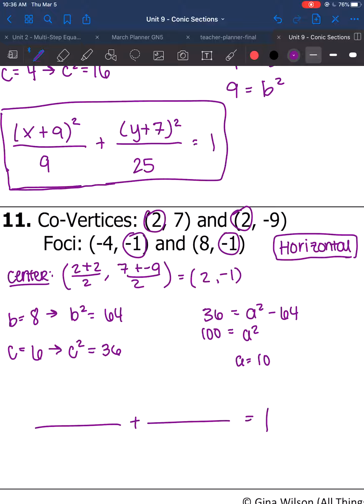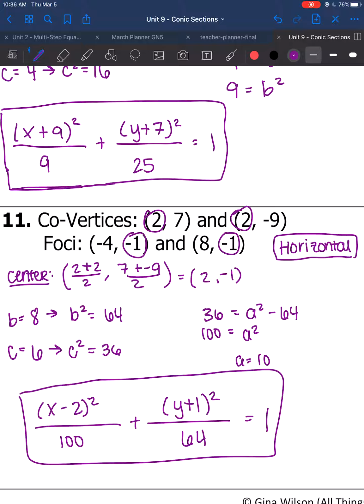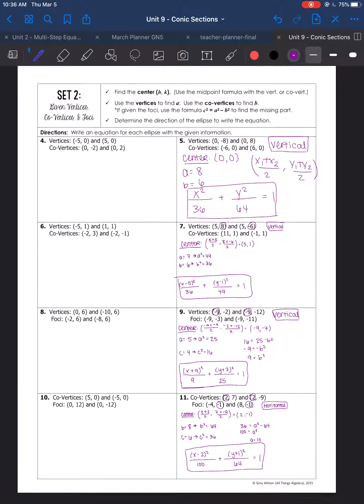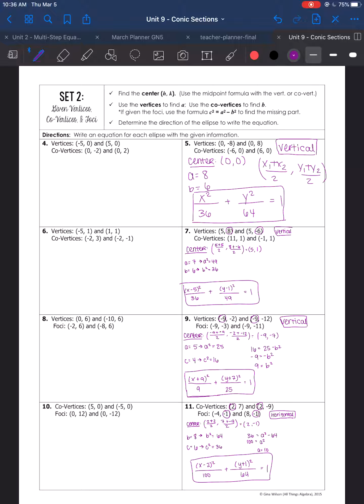So since it's horizontal, 100 will go under the x minus 2 squared, and then this will be y plus 1 squared over 64. So that is how you find the standard form using given information.